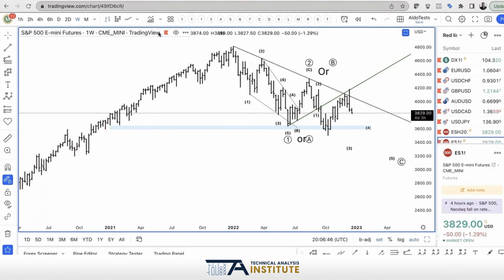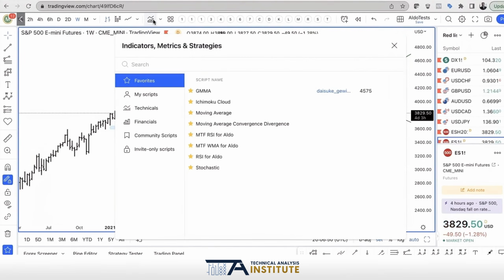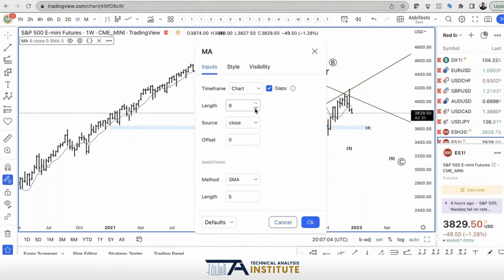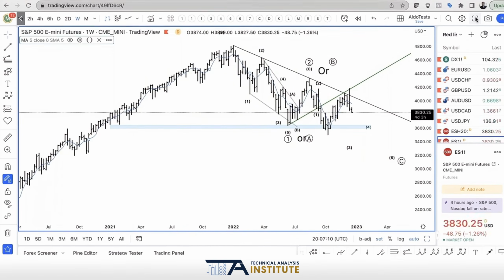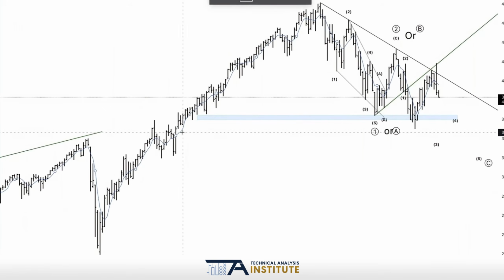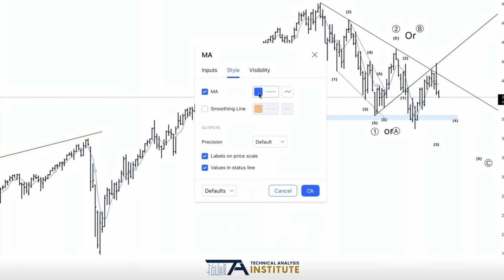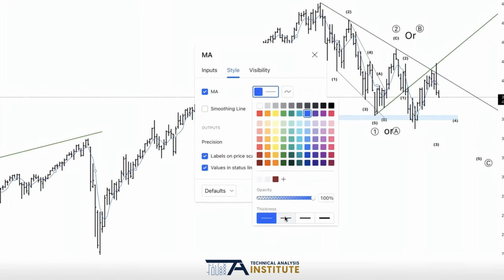So one thing that we could do is add a moving average. I would say you just add a simple moving average and make it a very small period, like a 5, and then base your observation on that moving average. The reason is because moving averages, when they are a very small period, typically get very, very close to the price. Let's make it black, and bigger, so it can easily be seen.